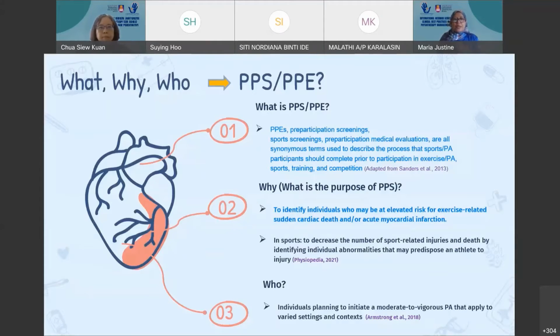competition, right? So why do you need to do screening? To identify individuals who may be at elevated risk for exercise-related sudden cardiac death and or acute myocardial infarction. In sports, why do you do screening? To decrease the number of sports-related injuries and death by identifying individuals' abnormalities that may predispose an athlete to injuries. So who are those that require screening? Individuals planning to initiate a moderate to vigorous physical activity, applying to various settings and contexts. So these are the purpose, those who require screening, and the definitions of screening in our context.